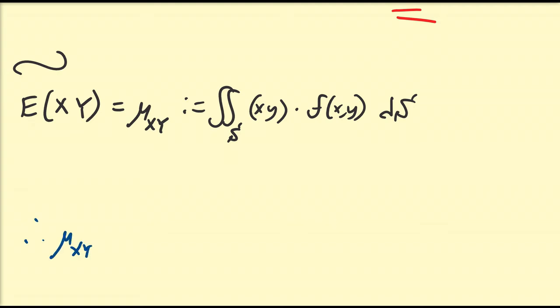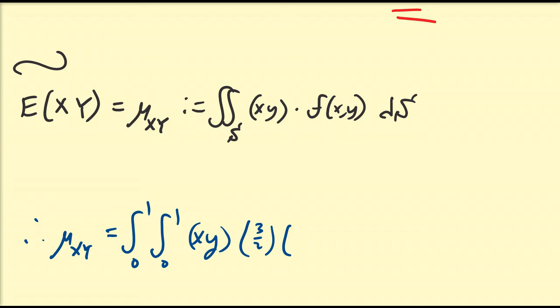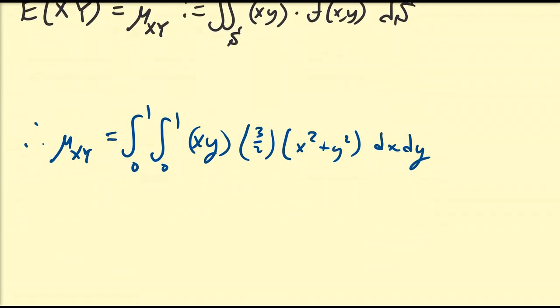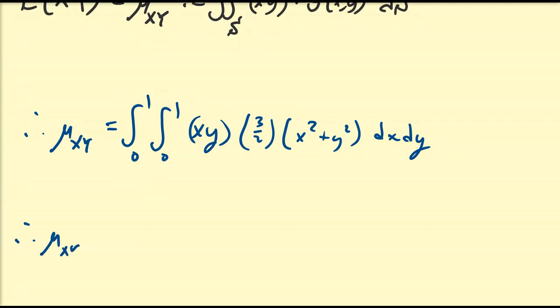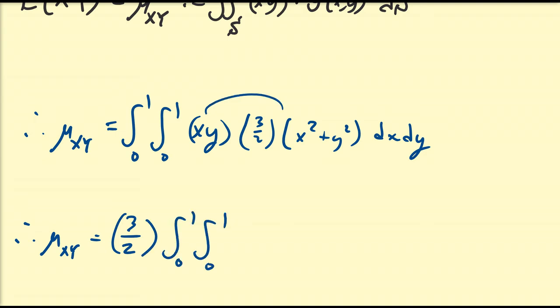So mu xy is going to be equal to the integral from 0 to 1, integral from 0 to 1, that's my y integral, that's my x integral, of xy multiplied by 3/2 multiplied by x squared plus y squared times dx dy. So I'm going to pull my 3/2 out, just because it's my preference. So 3/2 times the integral from 0 to 1, integral from 0 to 1. And I'm going to distribute my xy in as well. So that's going to give me x cubed y plus xy cubed dx dy.